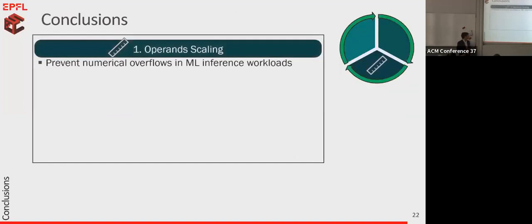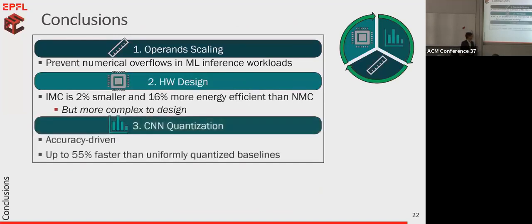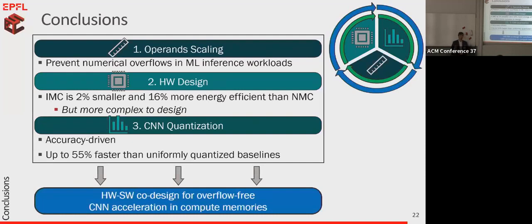So to conclude, we actually propose a scaling of input and output operands to prevent overflows in multiplication, and the hardware design based on compute memory that allows us to prevent overflows in dot products. And we also propose a CNN quantization scheme that allows to improve performance. Then we also combine all these elements together in a holistic hardware-software co-design approach to improve performance when executing these models in the designed overflow-free memories.